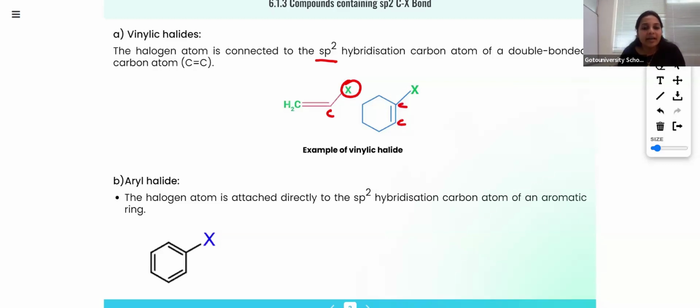Now aryl halide means the halogen is connected to an sp2 hybridized carbon atom of an aromatic ring. That is the difference. Here this is not an aromatic ring. Aromatic ring means alternate double bonds should be there. Here this is a cyclic compound only. But this is an aromatic ring. So the halogen is connected to sp2 carbon, and that sp2 carbon is a part of an aromatic ring. And here the halogen is connected to sp2 carbon and that carbon is not part of an aromatic ring, simply sp2 carbon. So this one may be there, this one may be there. So don't be confused about these two.